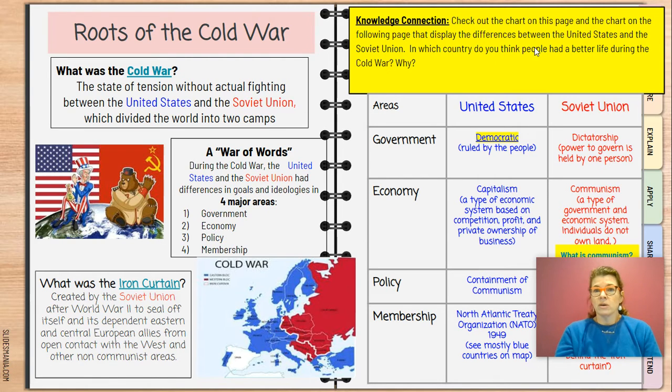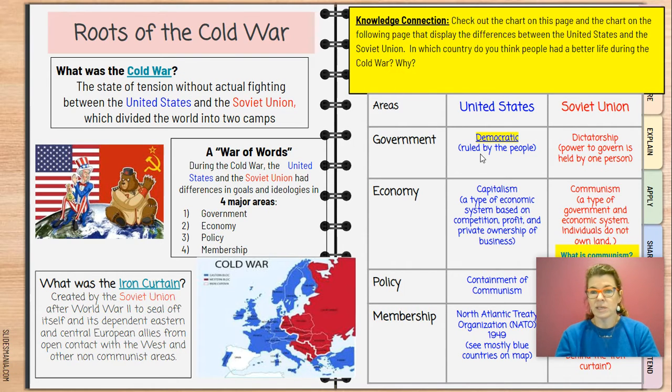Okay, so we're going to check out the chart here on this slide, and on the following slide, that display the differences between the United States and the Soviet Union. And in which country do you think people had a better life during the Cold War?